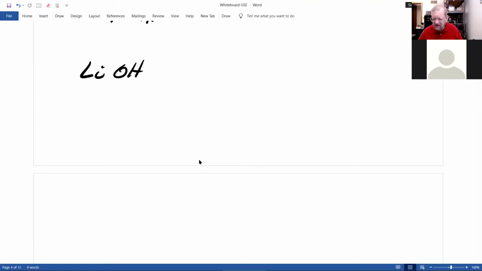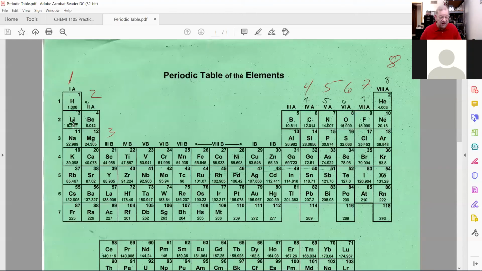And we're going to go a couple minutes late. You'll still get your break, but I want to get this in. Your turn. Draw the Lewis structure for lithium hydroxide. Remember, oxygen has 6 valence electrons. Hydrogen has 1 valence electron. And let's look at the periodic table. Lithium is an alkali metal. What ion does it form? Same as sodium.